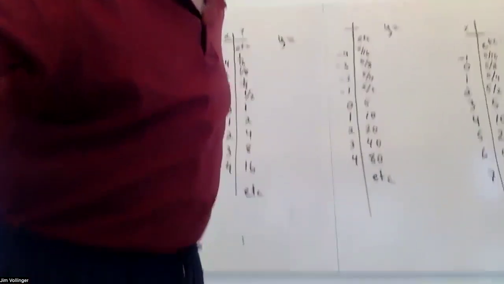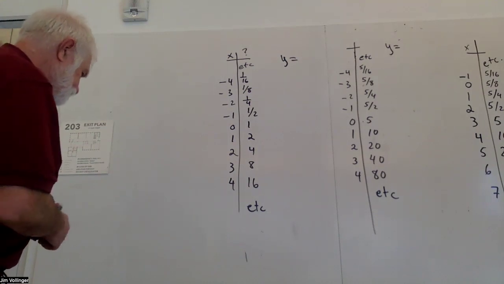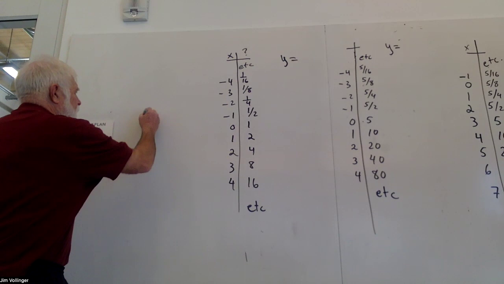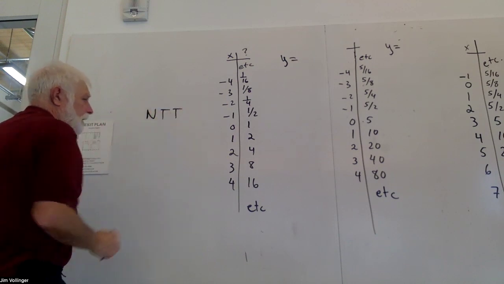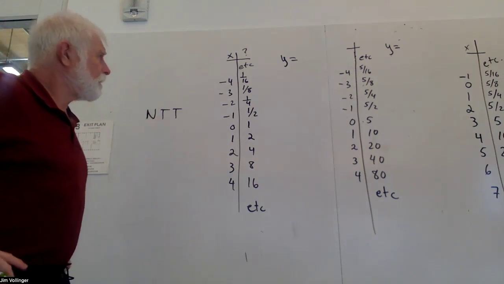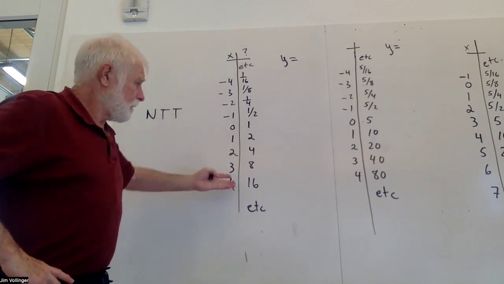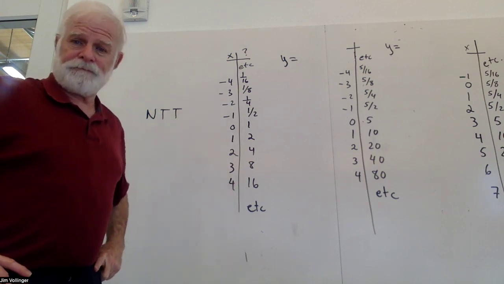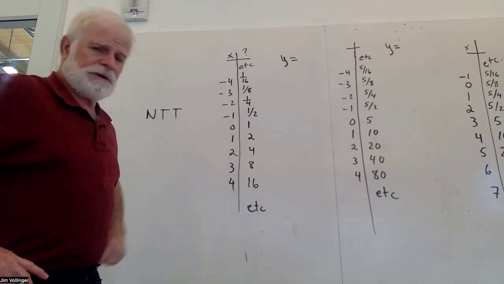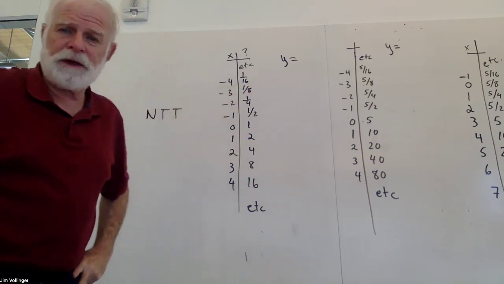Okie doke. All right, so I like to categorize this exploration as NTT. Name that table. I'm giving you table values, and you're trying to come up with the numerical processes that create these table values. You can pause the video and look at each column and try to tell me what y equals, where I'm getting those values from.